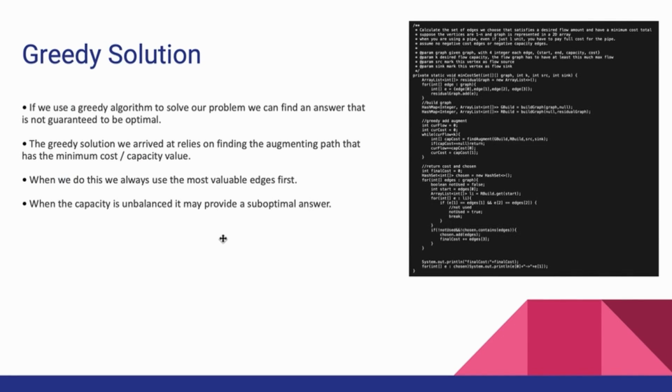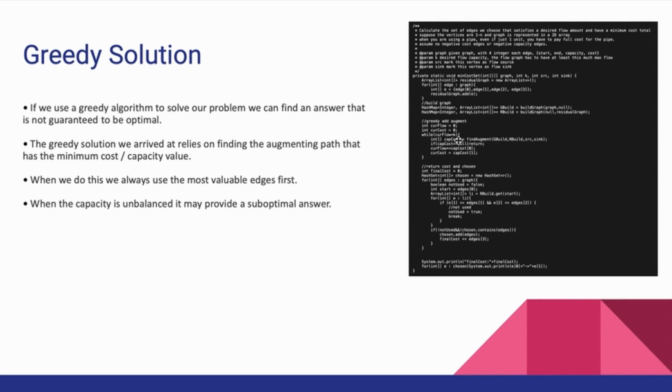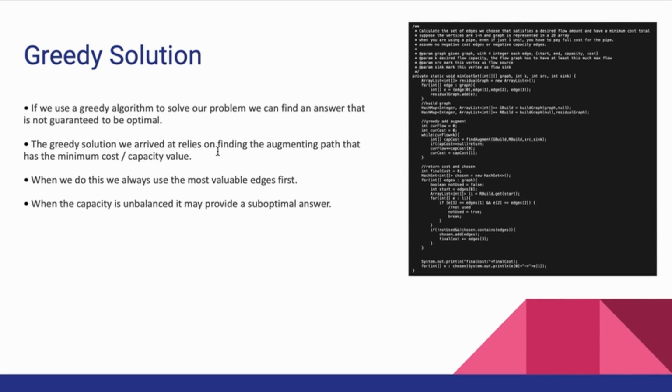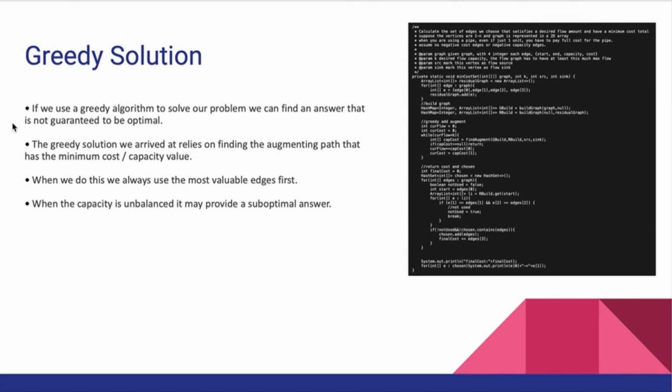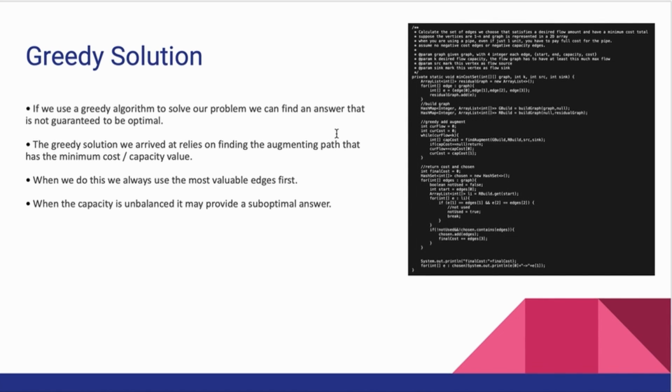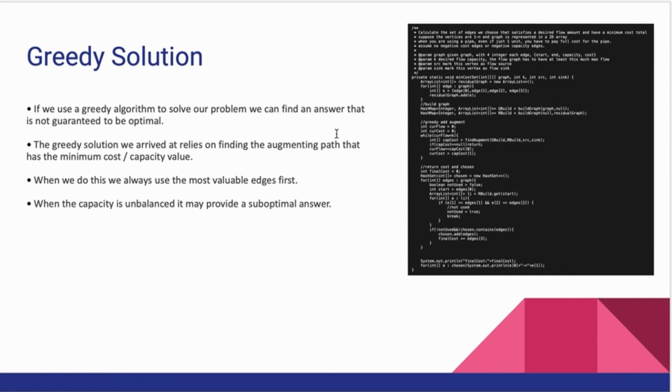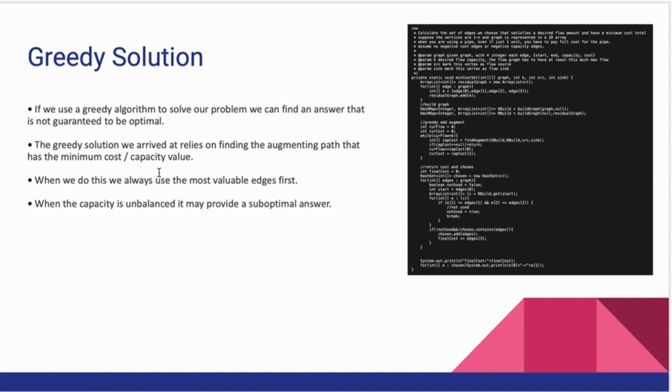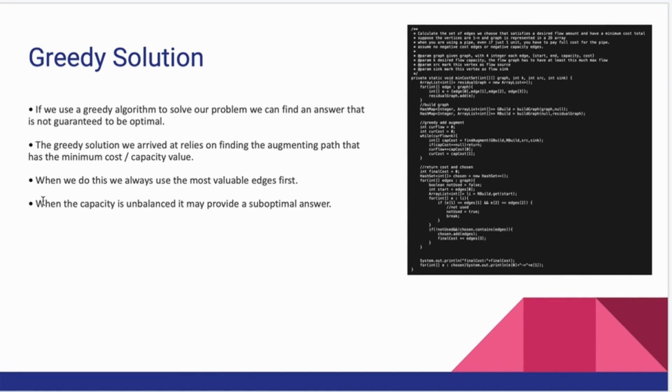So here's a small pic of the code here. The greedy algorithm is pretty straightforward. When we are choosing augmenting paths to form our flow graph, we choose from the residual graph. We just choose the one which gives us the maximum value. If the cost is low and capacity is large, then we want this pipe, or say the cost is like a path cost.